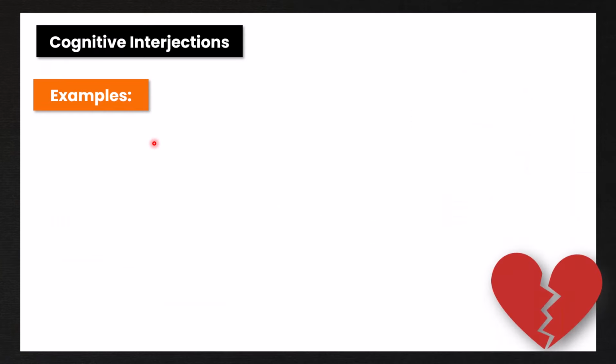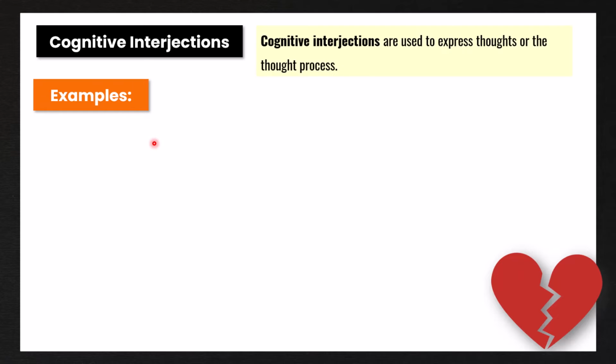And finally, we have cognitive interjections. Cognitive interjections are used to express thoughts or the thought process when we are thinking about something. This is very common when we are talking. We use a lot of cognitive interjections. For example, we use hmm when we are hesitating. Ah, when we are thinking.